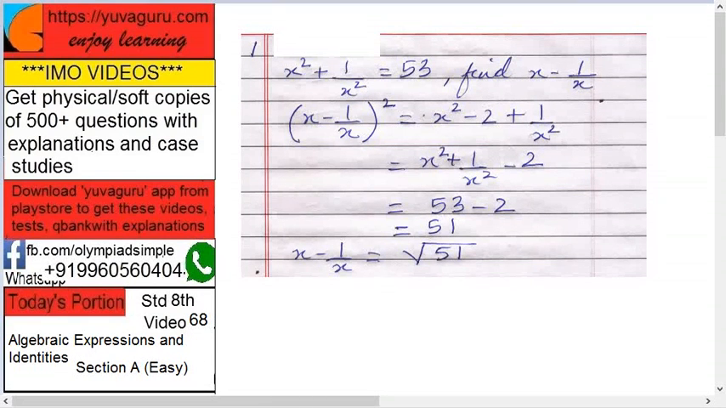Let's start. Given that x square plus 1 upon x square equals 53, we have to find x minus 1 upon x. Always remember, whenever you have to find something, what is asked is important. Suppose this had been x plus 1 upon x, then the formula would have been different. For x minus 1 upon x, the formula is different.